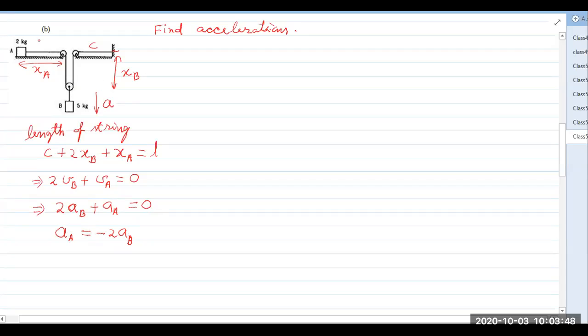If it is going downward, the 2 kg block must be going leftward with double of acceleration. So 2A we can write. Okay, so this is the constraint relation.